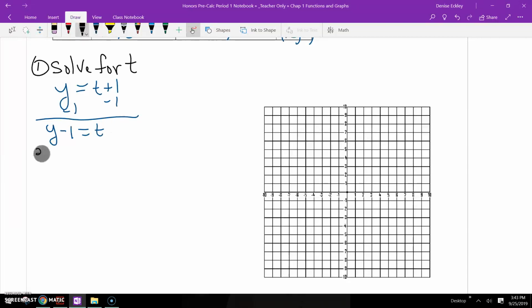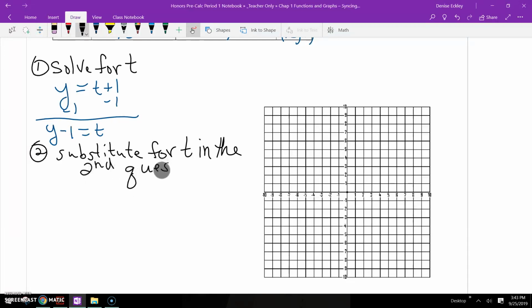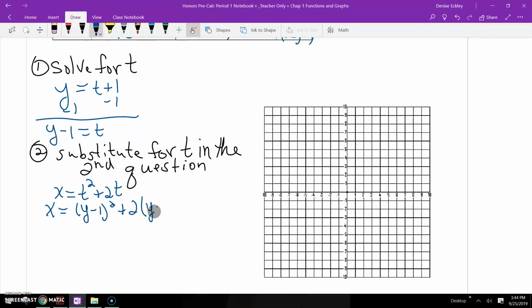And step 2 is to substitute for t in the second equation. In this case, it is the x equation. And I don't want to say the x equation because sometimes you might solve the x equation for t and then substitute into the y equation. So I know that x equals t squared plus 2t. So I'm going to replace this with y minus 1 squared plus 2 times y minus 1.